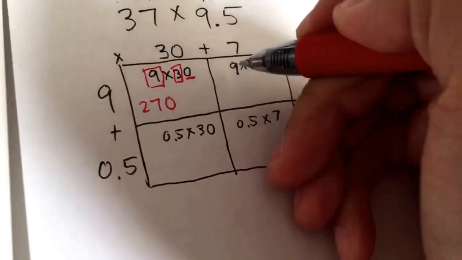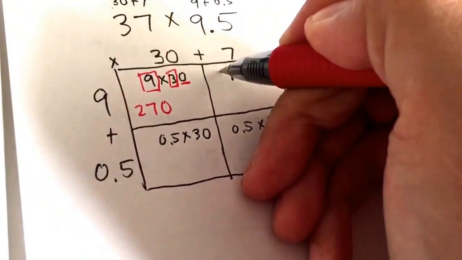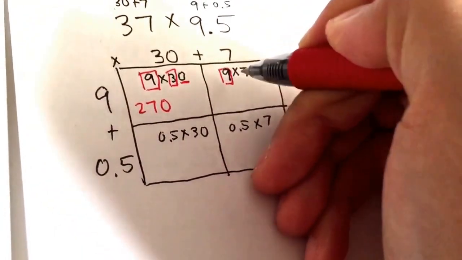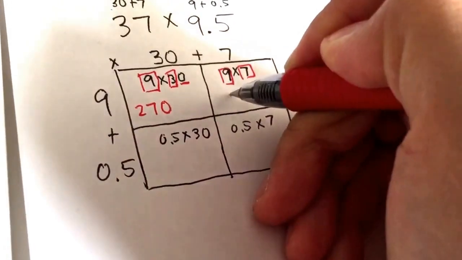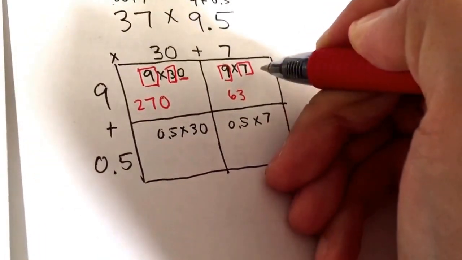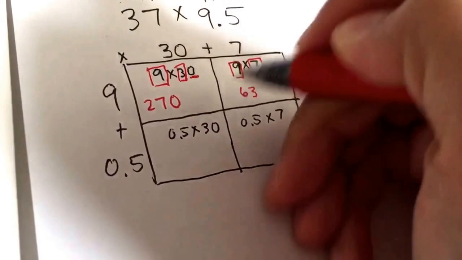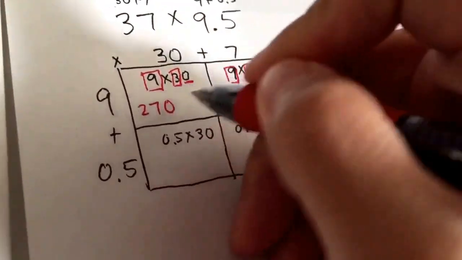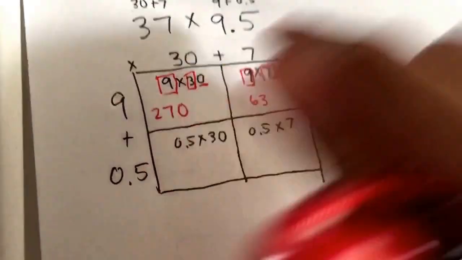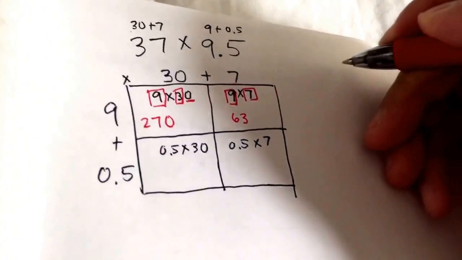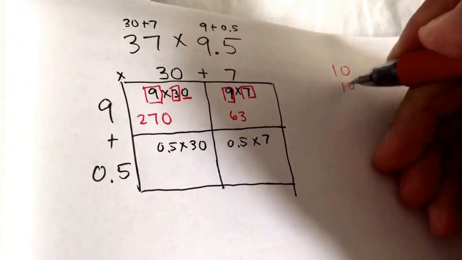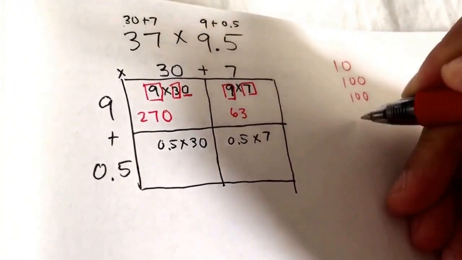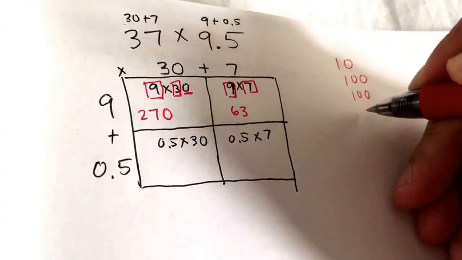Okay? We're going to do the same thing again. The base numbers are 9 and 7. 9 times 7 is 63, and there are no zeros to add, and no decimals to worry about. Keep in mind, whenever we're doing 10, 100, 1,000, we're adding zeros because the number's getting bigger.